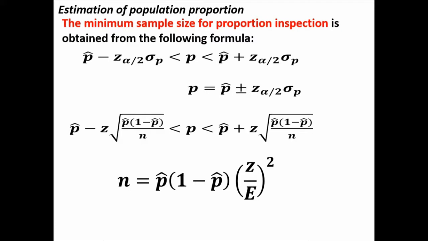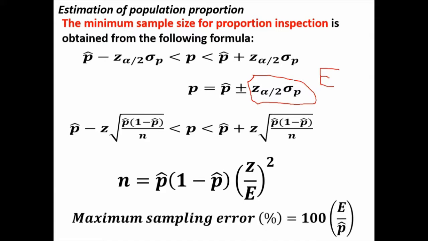We know that P, the population proportion, is estimated from P hat plus or minus this value here, the margin of error, which we called E before. So in order to calculate the percent margin of error, we need to divide E by P hat times 100. If you ever want to calculate the margin of error in percentage, it is E, this entire value here, divided by P, the point estimate, times 100.